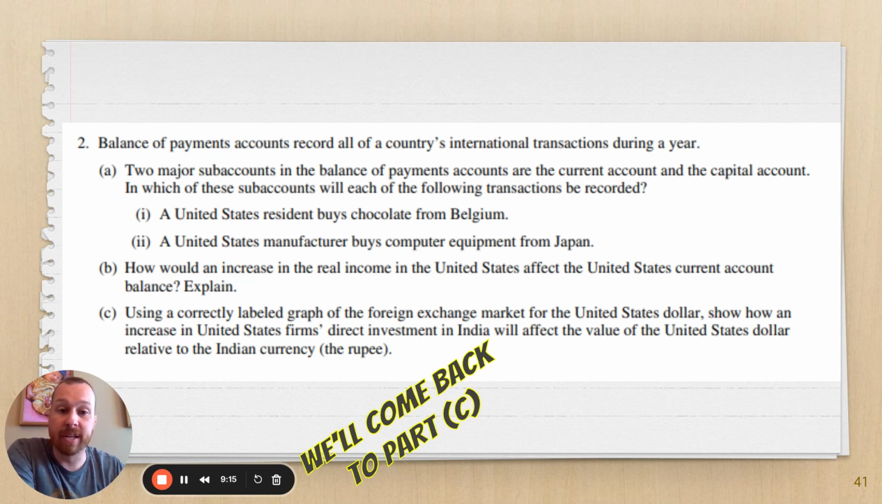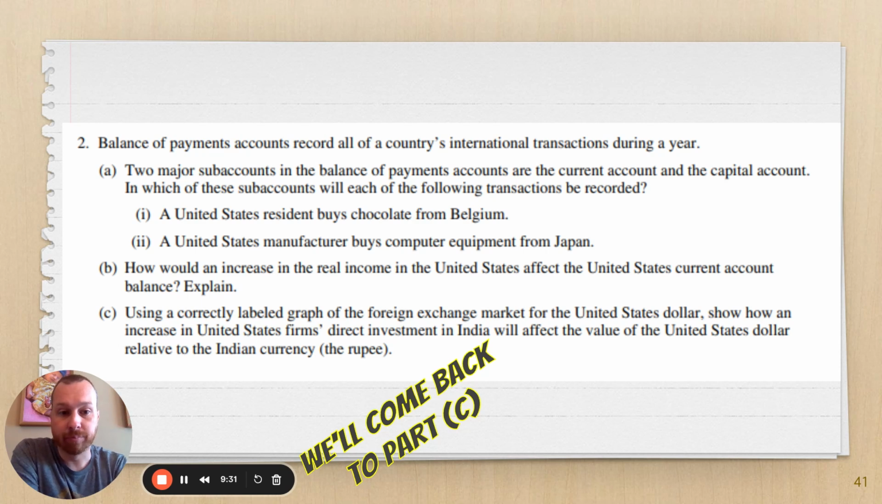B, how would an increase in the real income in the U.S. affect U.S. current account balance? Explain. So that one's a mouthful. But it's basically saying people in the U.S. have more money. Their real income goes up. So people working in the U.S. now have a higher income.